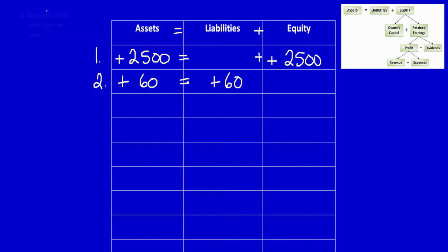Transaction number 3. Borrowed $3,000 cash from the bank. What did the business get? They got cash, which they can use in the future to benefit the business. So assets increase by $3,000. What did the business give away? They gave away a promise to pay the bank in the future, and that's a liability, an obligation. Increase $3,000. Moving on to transaction 4.